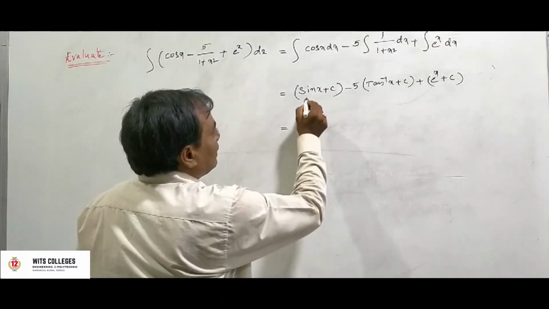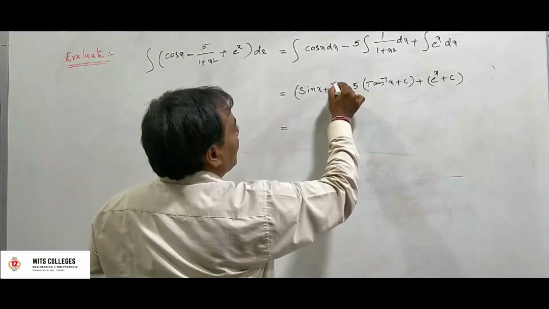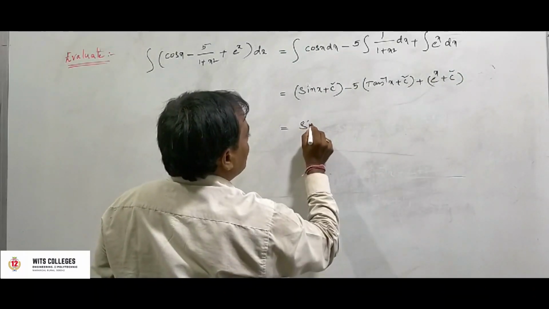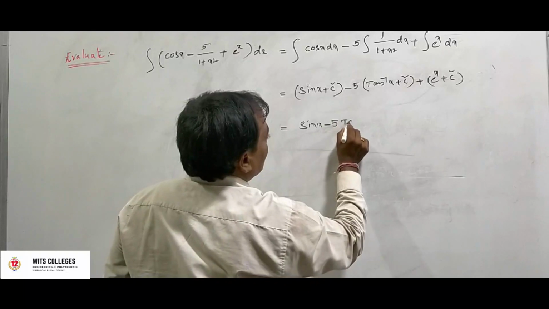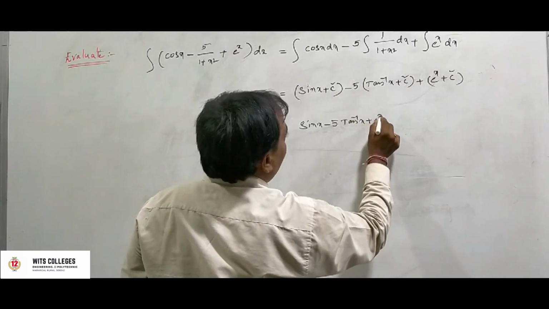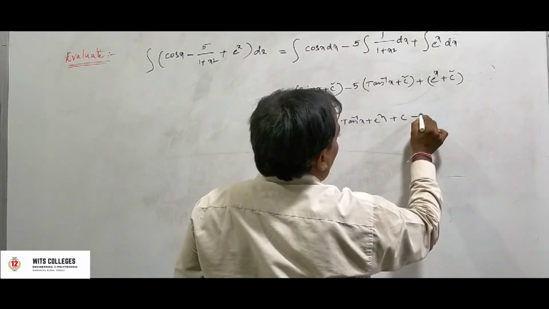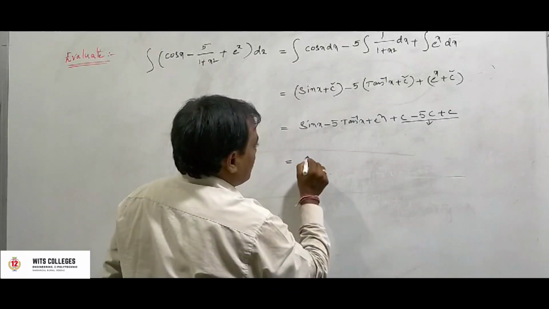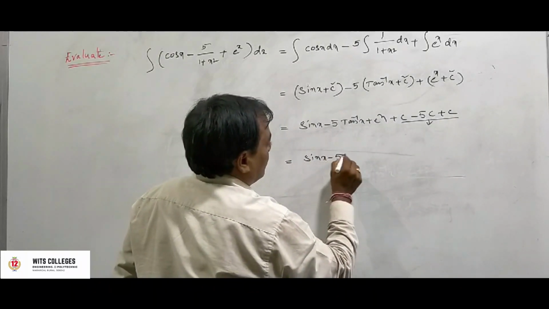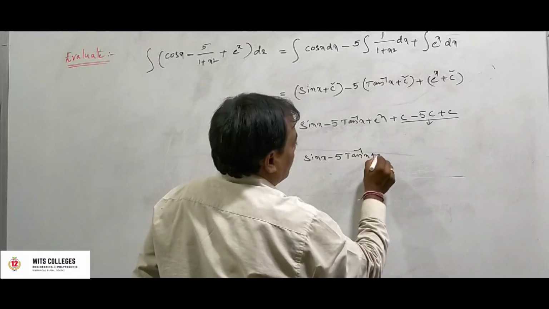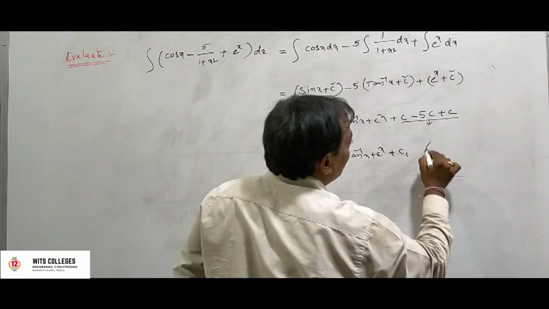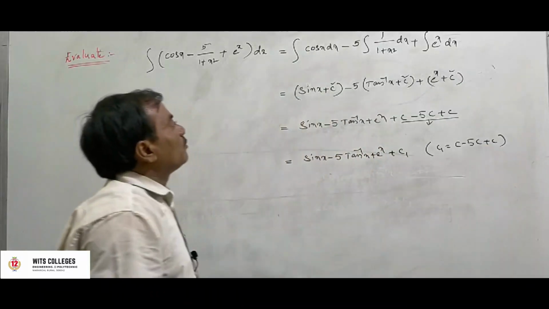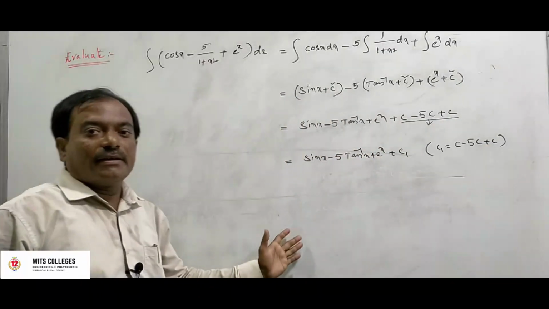So these are the straight formulas. Finally we have to collect these functions on one side and these arbitrary constants on the other side. So sin x minus 5 tan inverse of x plus e power x, and this is c minus 5c plus c. So finally it can be written as plus c1. What is c1 here? c1 equals c minus 5c plus c. So this is the process of finding this indefinite integral value.